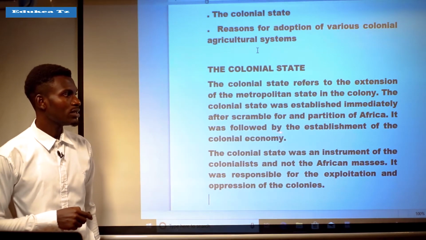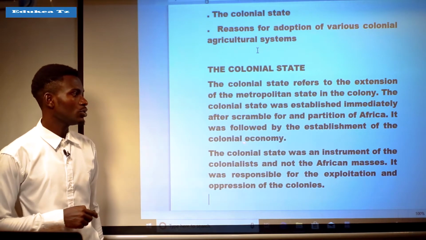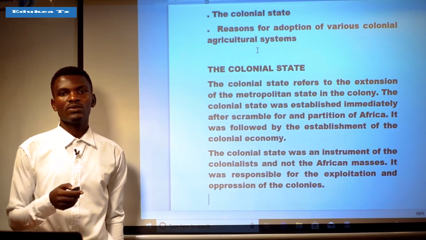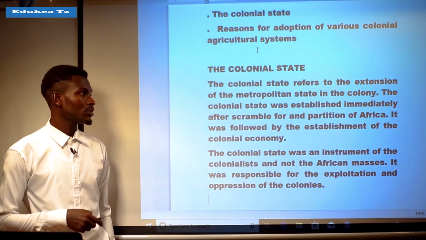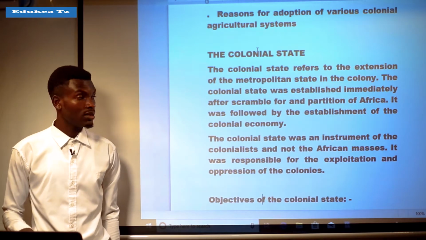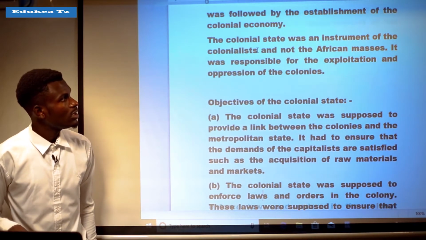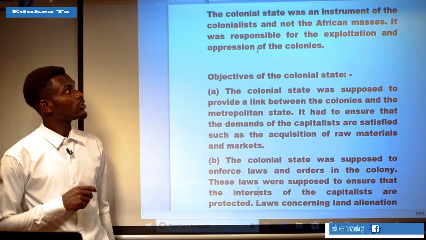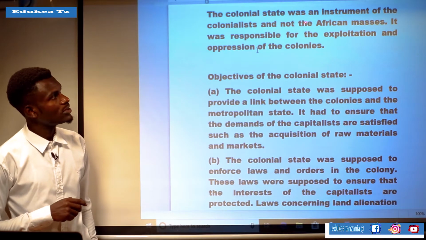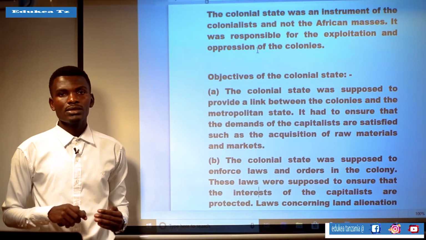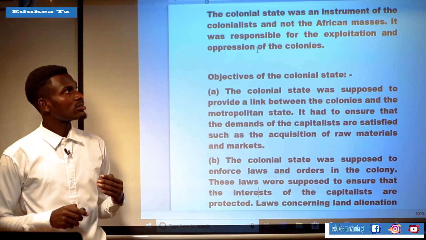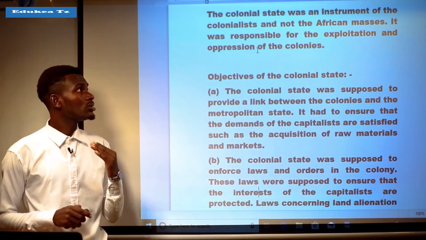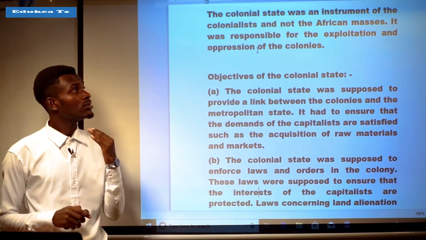It was followed by the establishment of the colonial economy. It means that the establishment of colonial states was followed by the establishment of the colonial economy in Africa. The colonial states were an instrument of the colonialists and not of the African masses. It means that the colonial state was an instrument of the colonialists and not for the African masses.